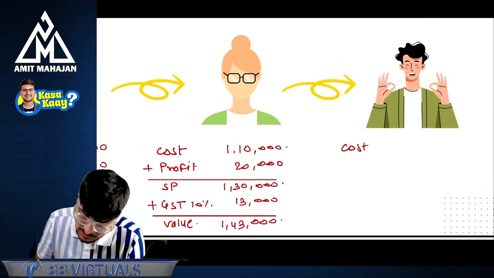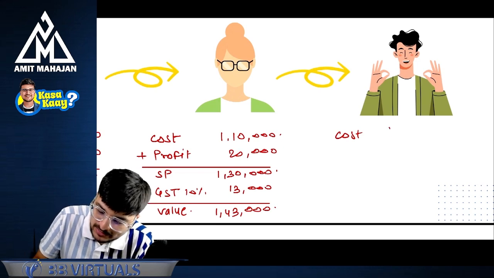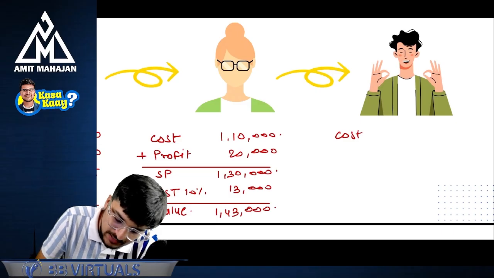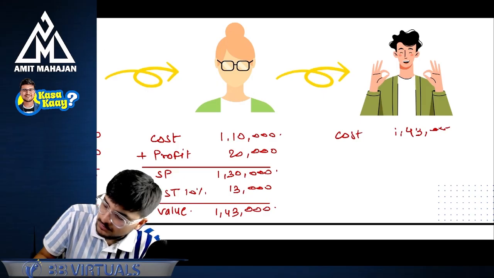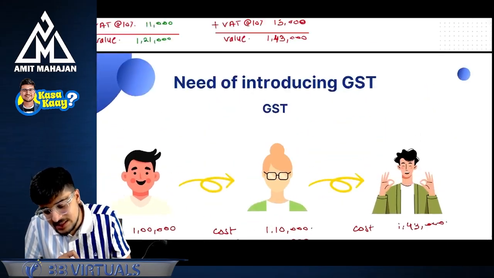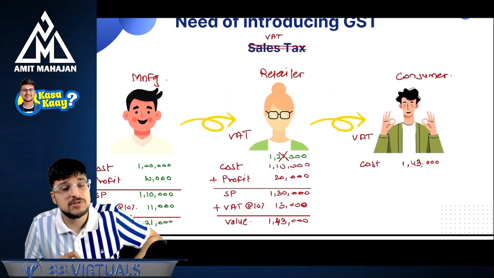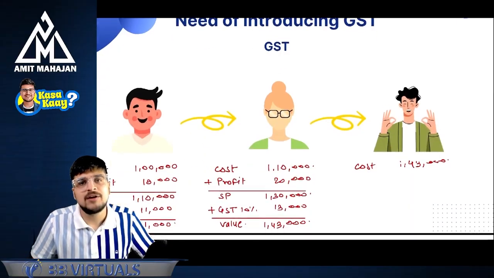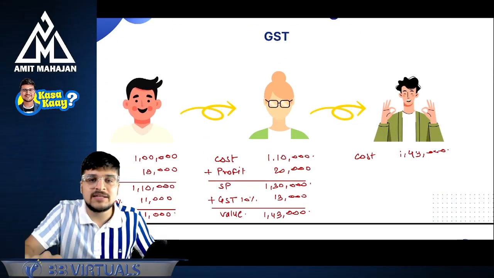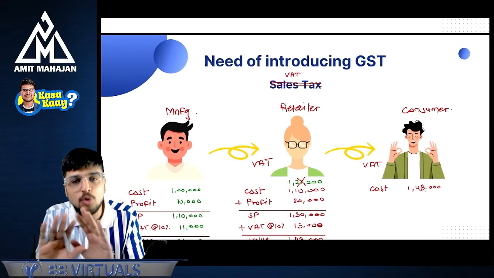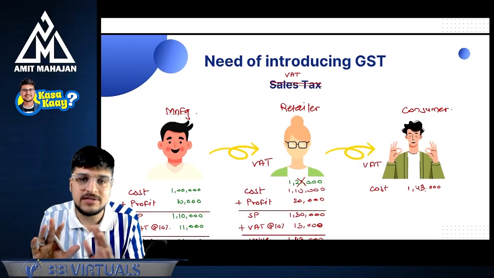Now, what will be the cost for the consumer? Of course, he's a consumer. That's why the cost is going to be 1,43,000. But sir, I did not understand one thing. When GST was not there, the computation was the same. When GST got introduced, computation is still the same. So why did they introduce GST? My point is, if this is the situation, there was no requirement of introducing GST.